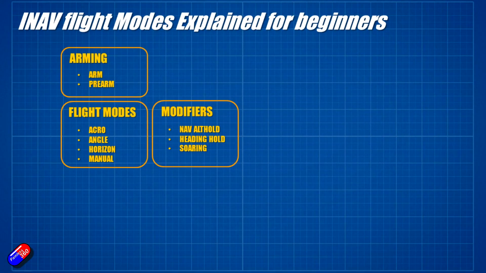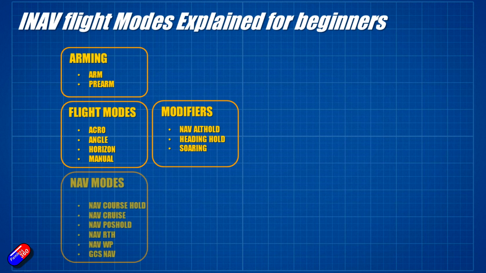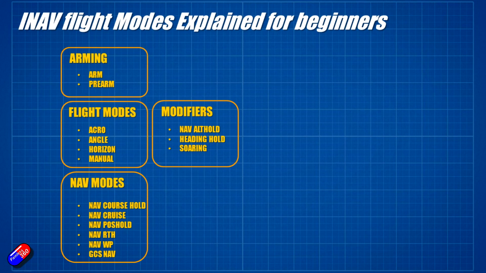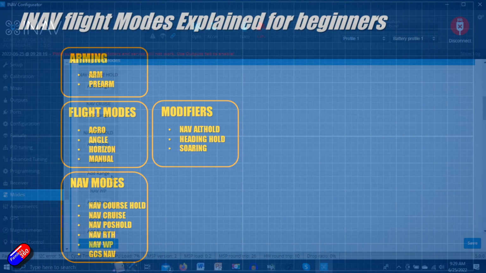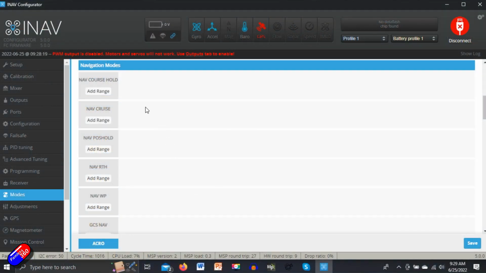The next group of modes are probably the most complicated. All of these are nav modes, so you're going to need a GPS for these things to really get them to work. And these are the more sophisticated flight modes that other things might not have or you may not have seen before. First one is called nav course hold. Nav course hold used to be called nav cruise, confusingly, in INAV 2.6 and below. So you may hear, if you're looking at old posts, that's what they're calling it.